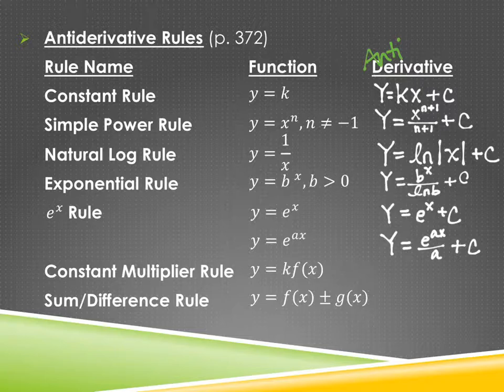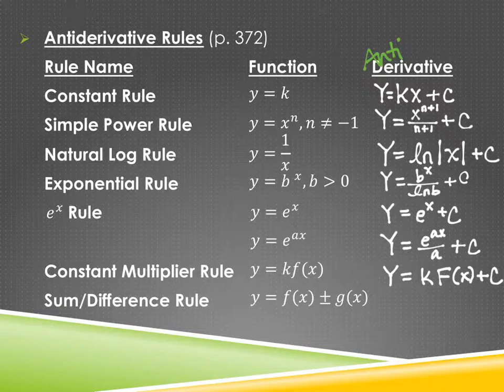Two more rules at the bottom, and they are very straightforward ones as well. What happened when we did a constant times a function and we took its derivative? We multiplied the constant times the derivative, right? It works exactly the same if we're doing antiderivatives. If we have a constant, we multiply that constant times the antiderivative, and the antiderivative is capital F of x. And still we have a plus c.